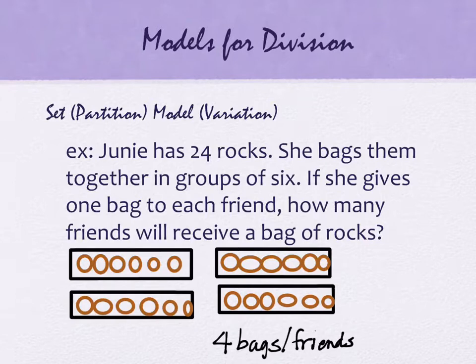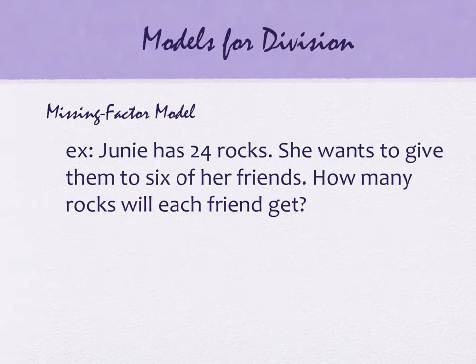There is one more. It's not a different description. It's a different model perspective, though. So this one's called the missing factor model. Junie has 24 rocks. She wants to give them to 6 of her friends. How many rocks will each friend get?